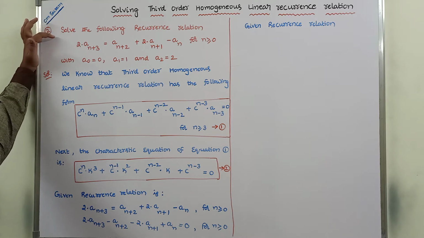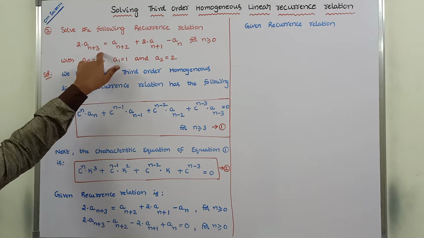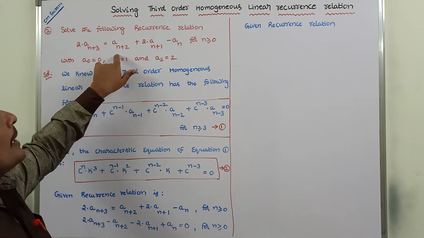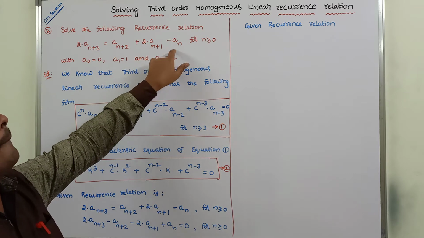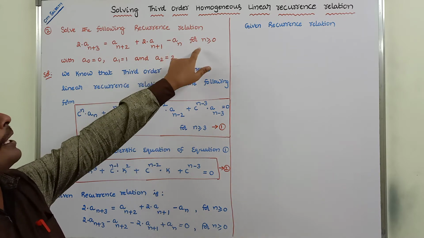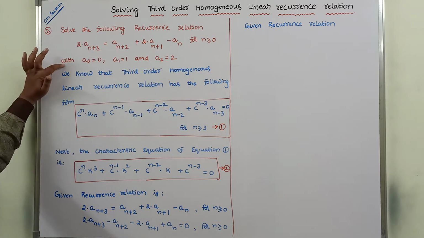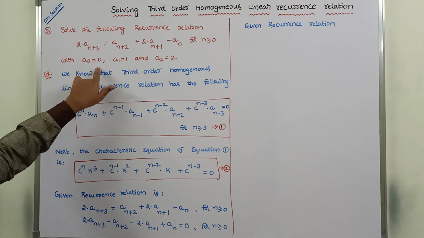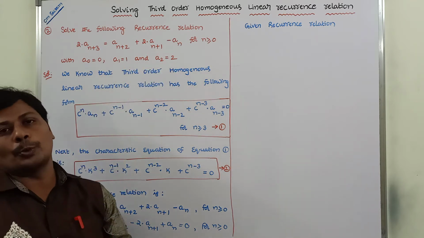Solve the following recurrence relation. 2 a suffix n plus 3 is equal to a suffix n plus 2 plus 2 a suffix n plus 1 minus a suffix n, for n greater than or equal to 0, with the initial conditions a0 is equal to 0, a1 is equal to 1 and a2 is equal to 2.